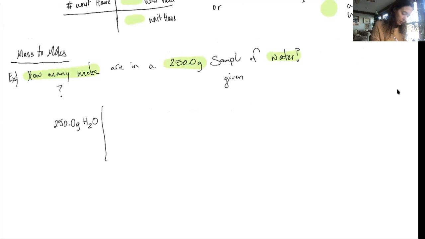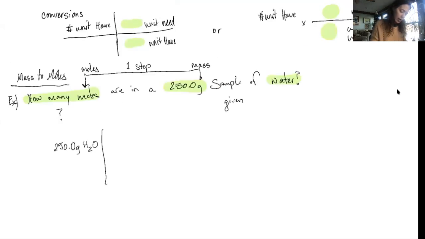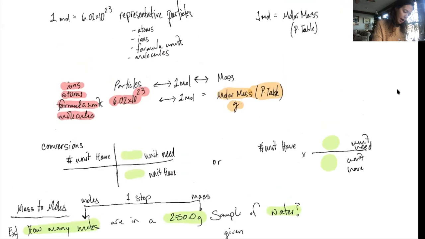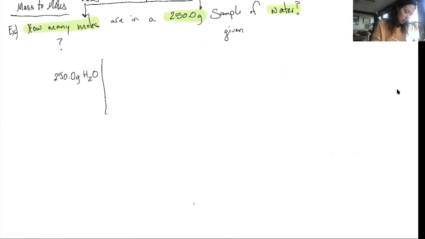I am going to convert my grams to moles, right? So this is a mass to moles problem. This is a one-step conversion, right? If you look up here, I have mass and I need moles. Well, I can get there in one step, okay? One step process, mass to moles. Anytime moles is involved, it's usually just a step.